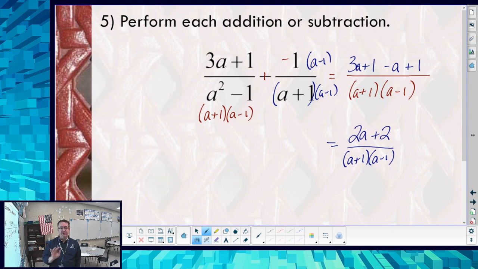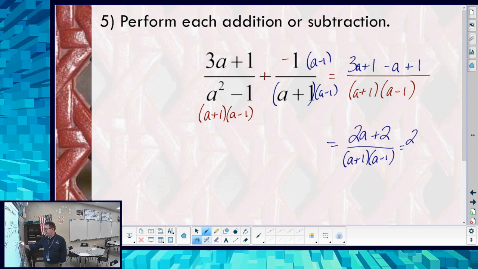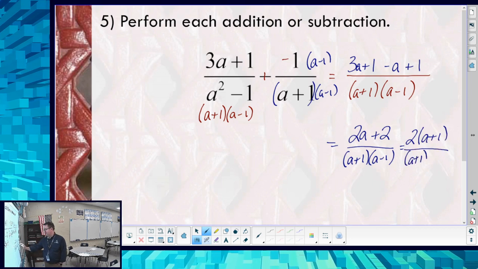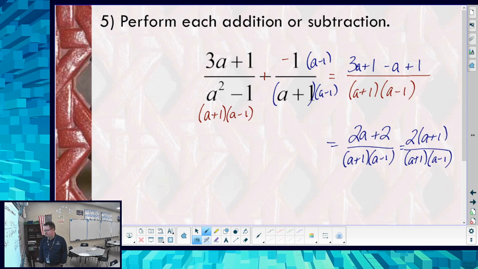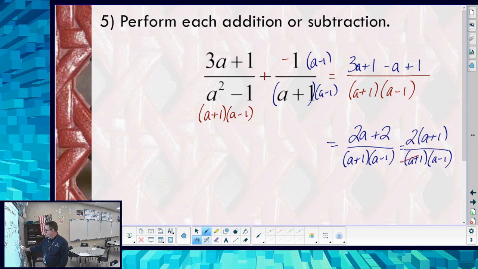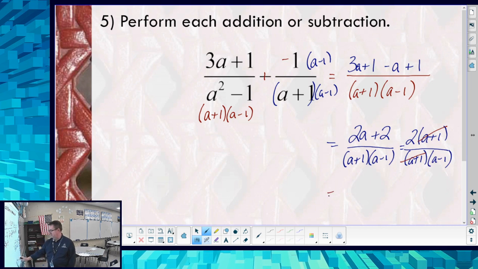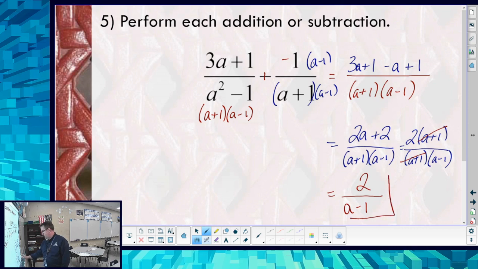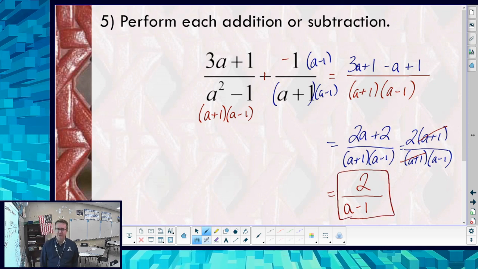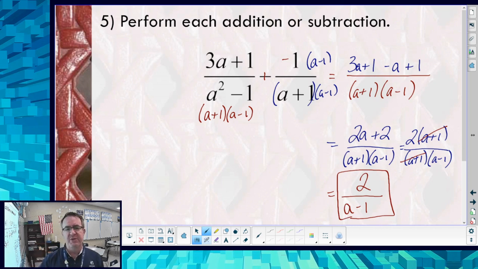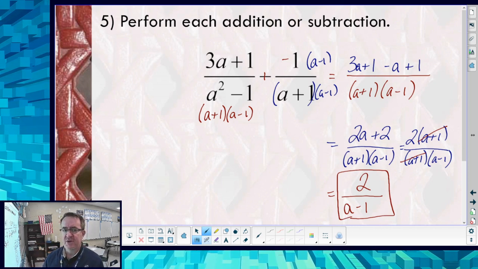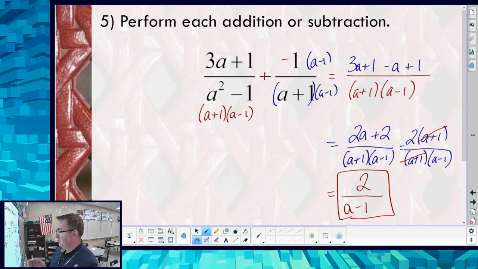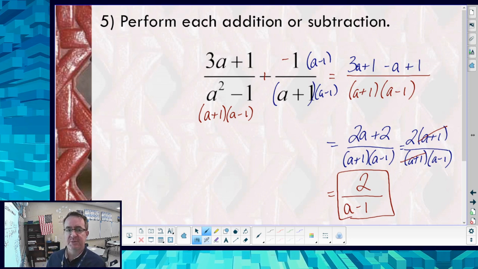Now the top, hopefully you're already seeing, hey, I can pull out a GCF. GCFs always get forgotten. So you get those. Say goodbye to a plus 1. Okay. And so again, it's just a matter of doing the things that you already know how to do. You're going to factor it. You're going to find a common denominator. You're going to multiply things out. And then you're going to recombine, factor again, and then simplify.